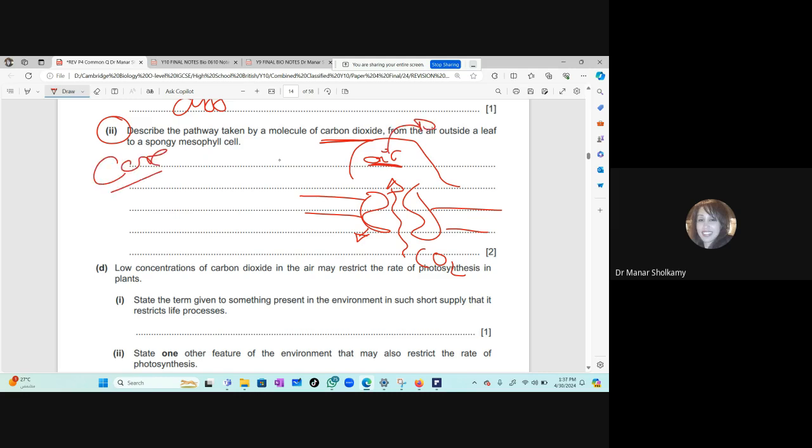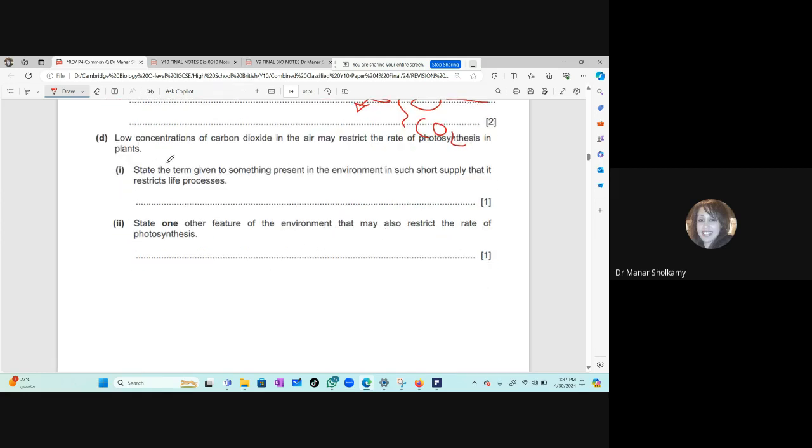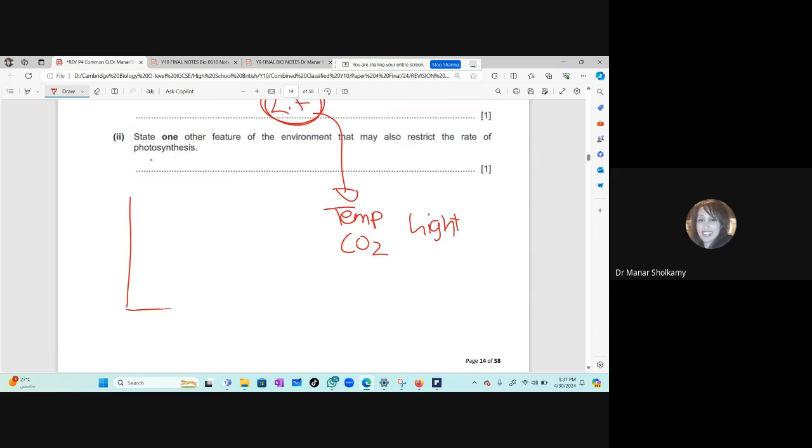This is core. State the term given to something present in the environment in such short supply that it will restrict life processes. Limiting factor. Yes, they love limiting factor. Limiting factors in plants that are always tested are usually temperature, carbon dioxide concentration, and light intensity. Those are the three factors that they can ask you about, and especially in paper 6.